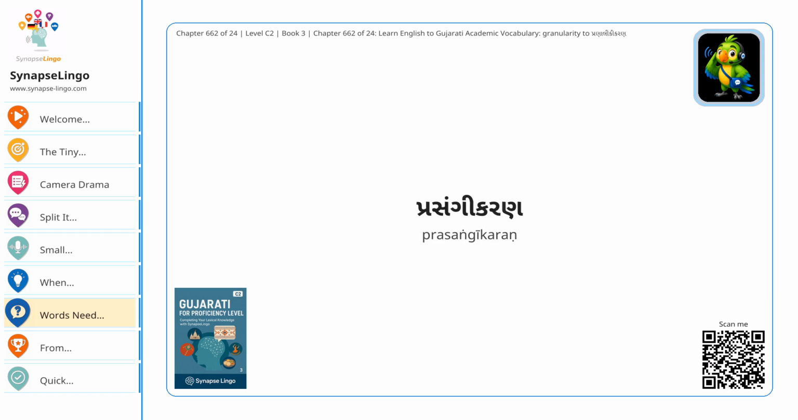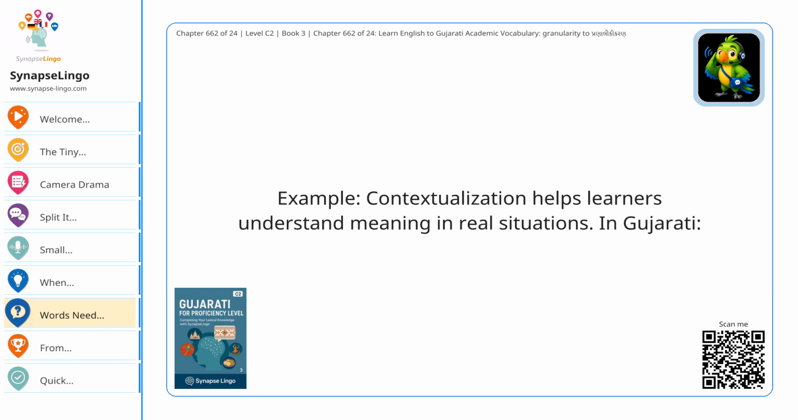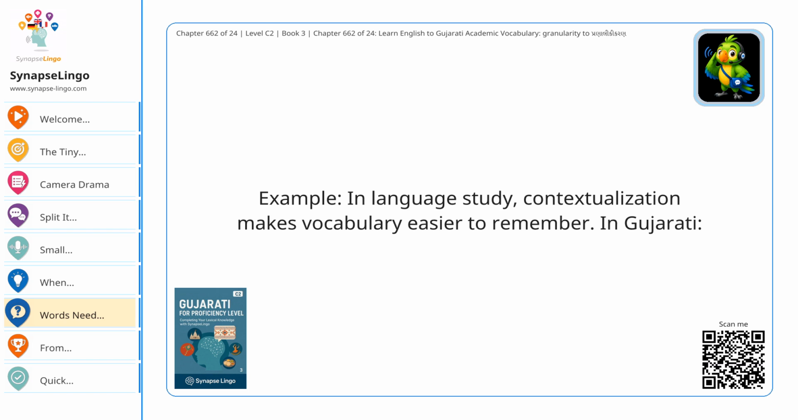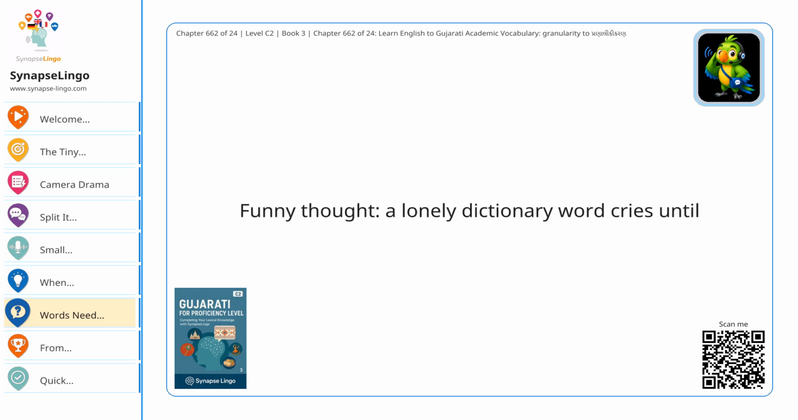Contextualization is પ્રસંગીકરણ. It means placing a word or idea into context so it becomes easier to understand. Example: contextualization helps learners understand meaning in real situations. In Gujarati, પ્રસંગીકરણ શીખનારને વાસ્તવિક પરિસ્થિતિમાં અર્થ સમજવામાં મદદ કરે છે. Example: in language study, contextualization makes vocabulary easier to remember. In Gujarati, ભાષા અભ્યાસમાં પ્રસંગીકરણ શબ્દભંડોળને યાદ રાખવું સરળ બનાવે છે. Funny thought, a lonely dictionary word cries until પ્રસંગીકરણ gives it a cafe, a bus stop, and a dramatic backstory.